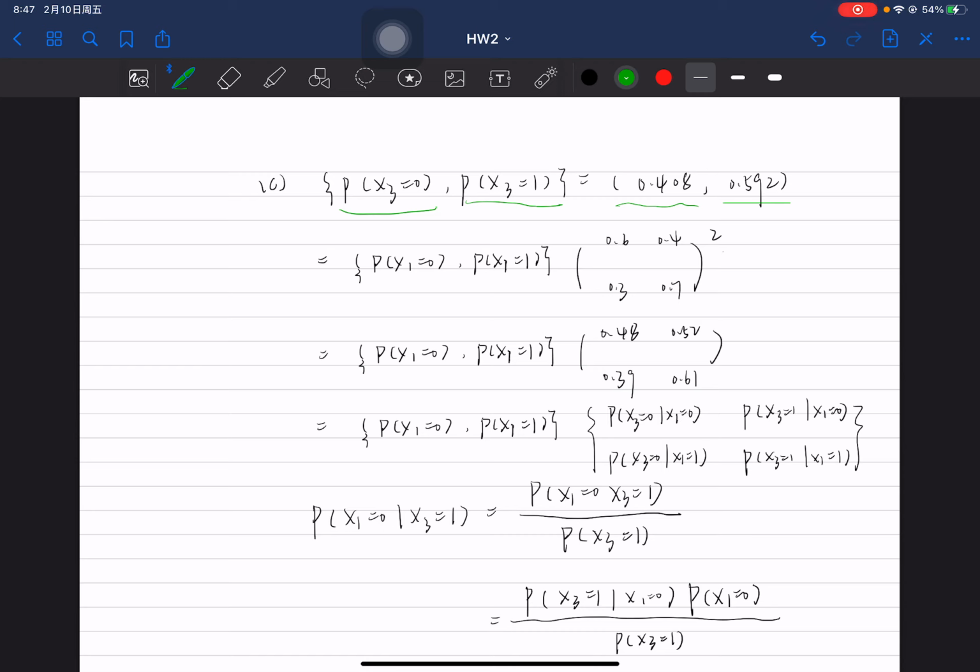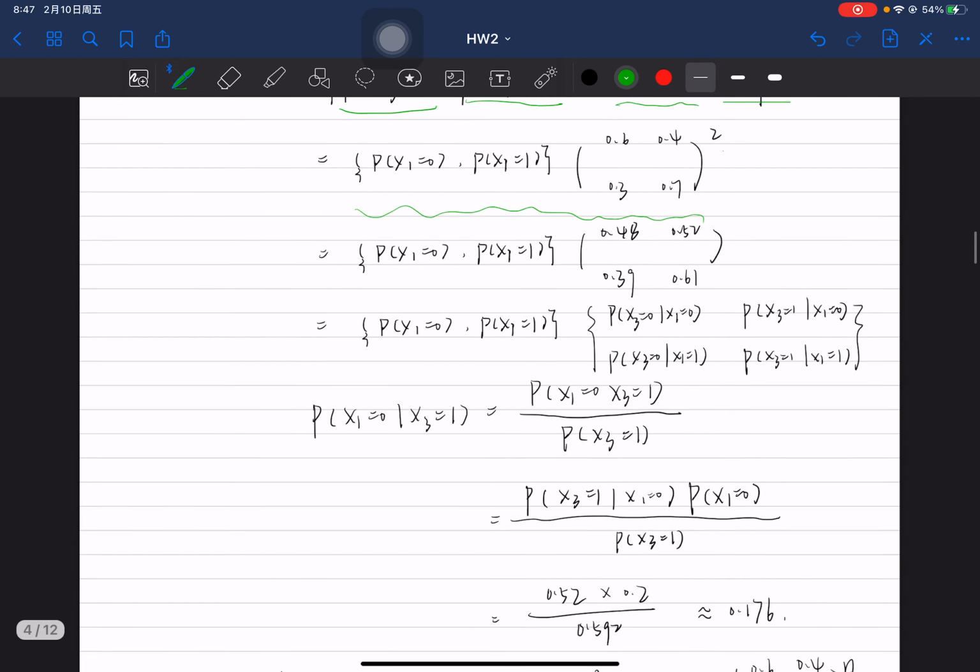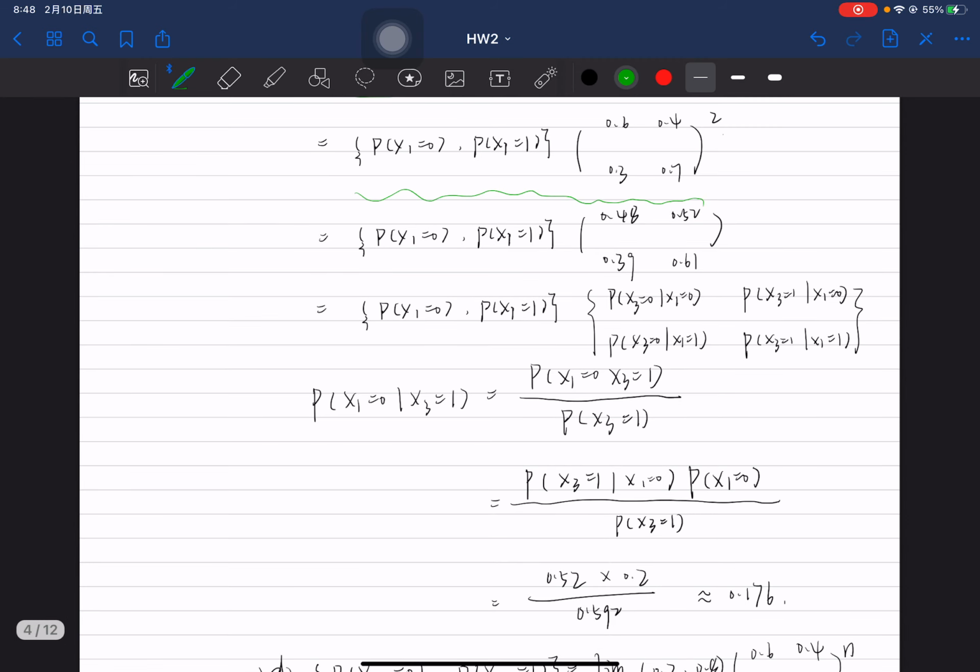The matrix can also be written as this, which is related to the probability of x1 equals 0 and the probability of x1 equals 1, so that we could find the conditional probability of x3 equals 1, assuming x1 equals 0, which is 0.52.